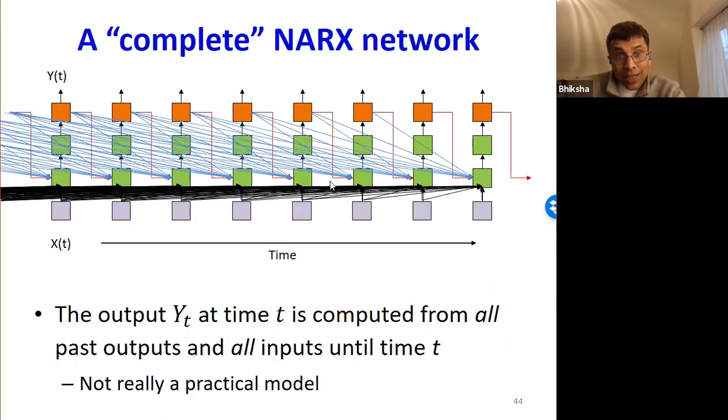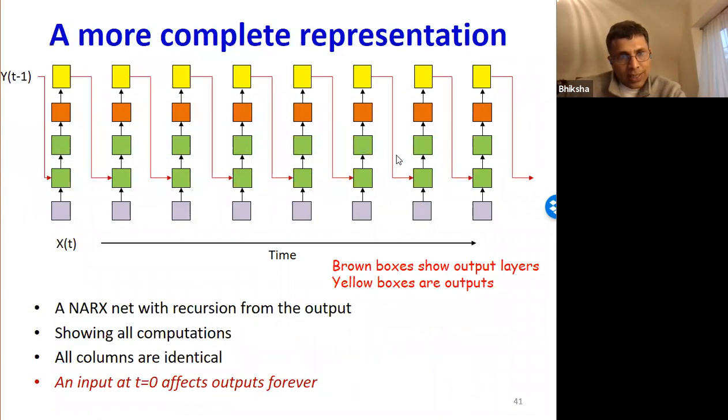And a complete NARX network, the theoretical model that was originally proposed, would in theory explicitly refer to all infinite past inputs and outputs. Now this is just a theoretical concept. Obviously, nobody's really going to implement this. What you're more likely to implement is something of this kind.